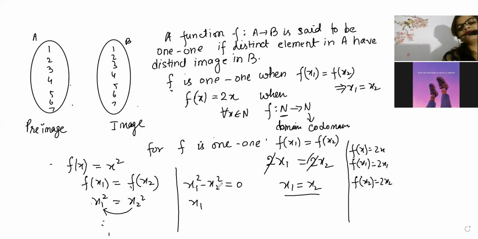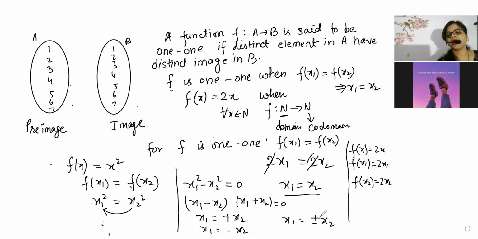Now x1 minus x2, and here x1 plus x2 equal to 0. So one time x1 value is plus x2, one time x1 value is minus x2. That means x1 is having two values, plus minus x2. So this is not one-one, because for one x1 it is going for two x2 values. So here exactly this is violating the rule. This is not a one-one function, this is a many-one function.